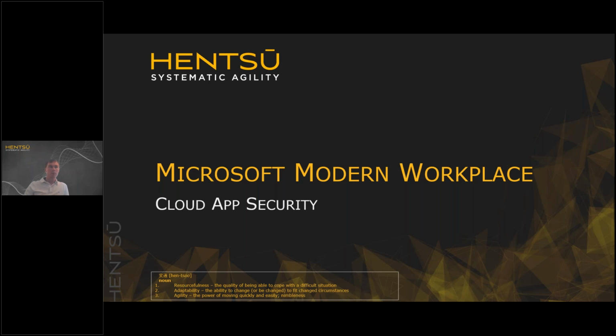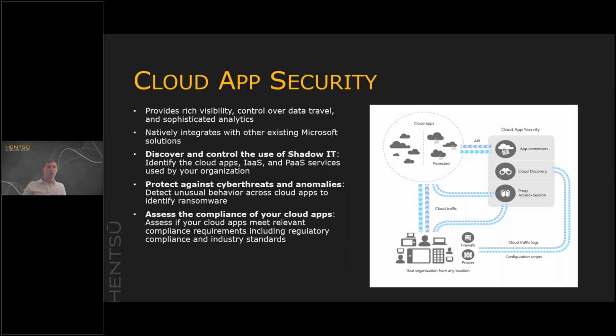So, Cloud App Security is a solution provided by Microsoft, built in, and it gives you rich visibility, control over your data, and some sophisticated analytics on what you can see. Cloud App Security gives you views into your organization as it is from any location. It can see the data from devices, users, groups, and locations.